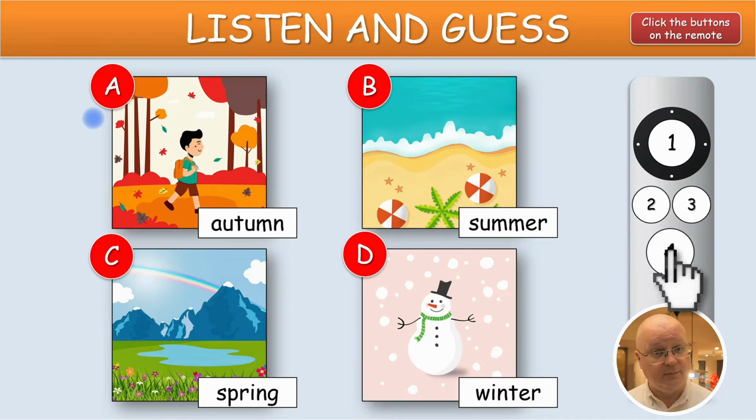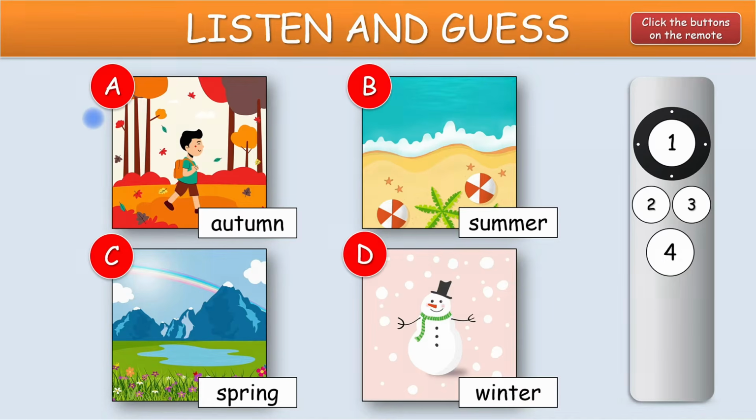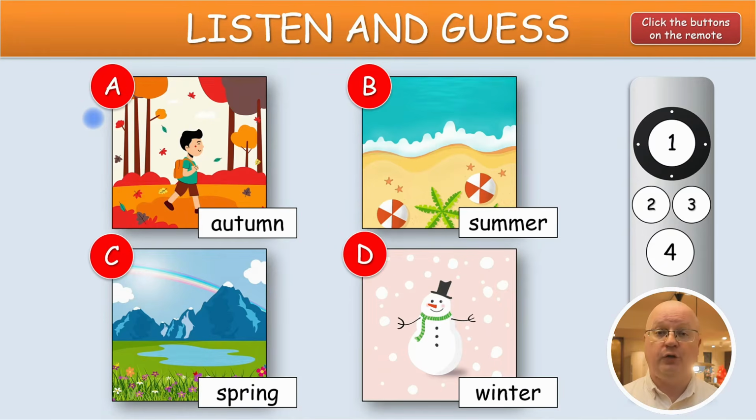Click the button. In this season, the air is cold and snow falls from the sky. Children wear coats, hats, and gloves. They build snowmen and play in the snow. What season is it? The first to say the season correctly gets a point for their team.